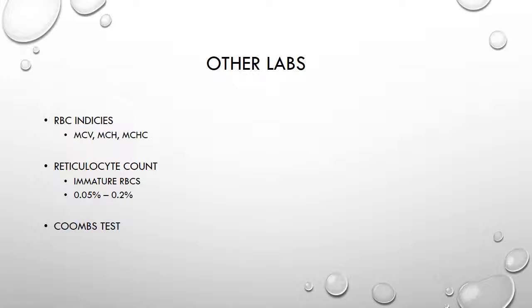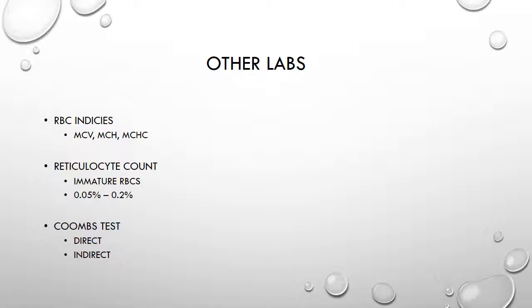When we're looking at that reticulocyte count, which can also be seen there, that's a number of immature red blood cells. We're looking at a percentage from 0.05% to 0.2% of immature RBCs. These immature RBCs most oftentimes can then mature and turn into fully functioning RBCs. So that's what we want to look at.